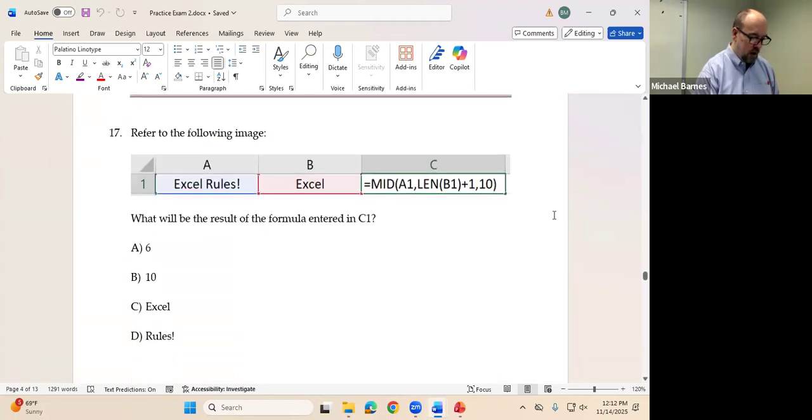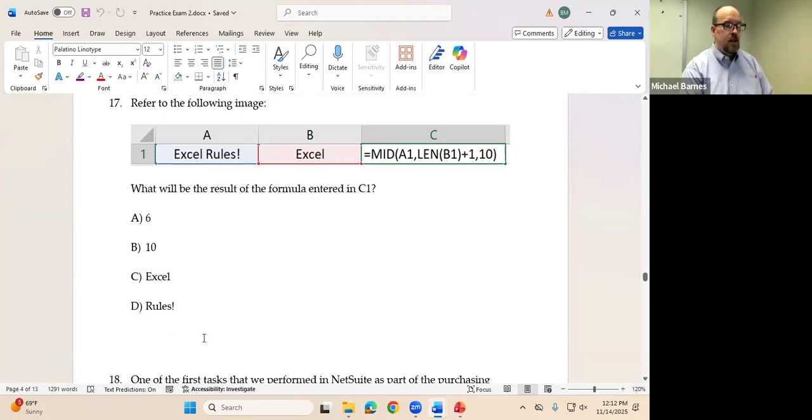Hopefully you enjoyed this one, okay? So what are the results of the formula entered in C1? We have a mid-length embedded function. We talked about mid. We start here with A1. We go to the length of however long this is plus 1. So we go Excel, 5, and then 6. We start at 6, and then we go for 10 spaces, which the 10 is just an arbitrary length, some length that actually captures this. What it's going to capture is what's after the 6th character, which is rules, D. That was the example we walked through in class, and that was what you should have remembered on that.